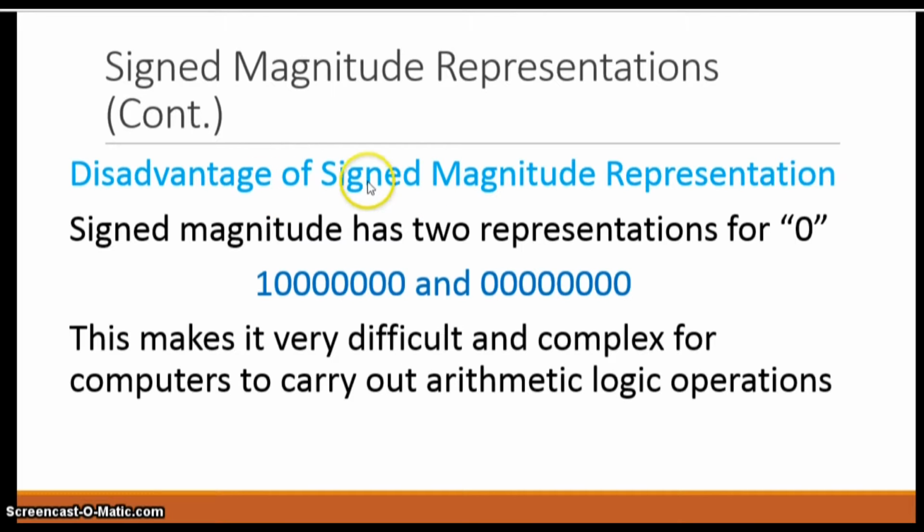One main disadvantage of using a sign magnitude representation is that sign magnitude has two representations for 0: 1 0 0 0 0 0 0 0 and 0 0 0 0 0 0 0 0. This makes it very difficult and complex for computers to carry out arithmetic logical operations.